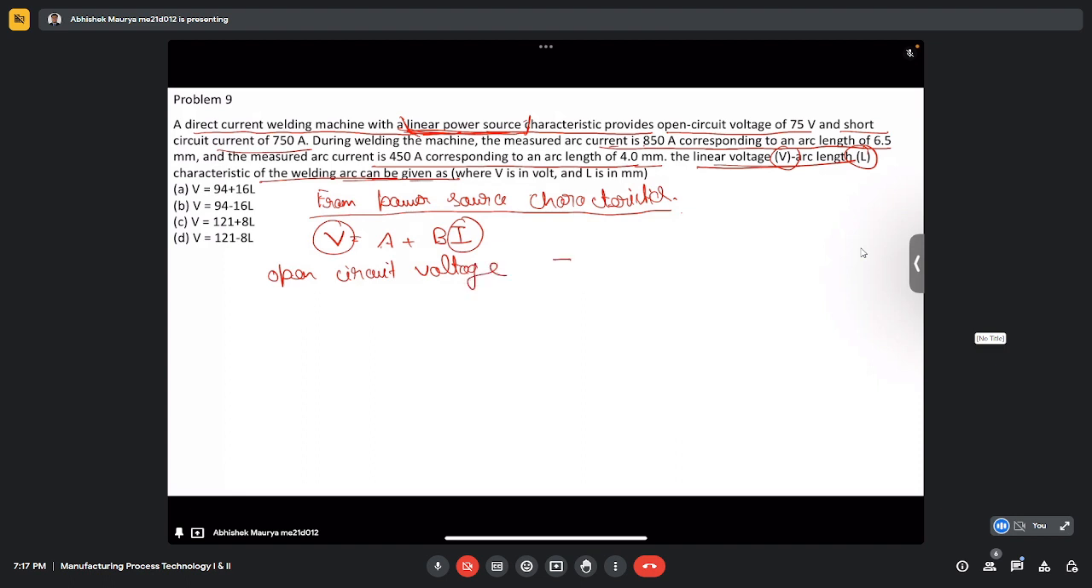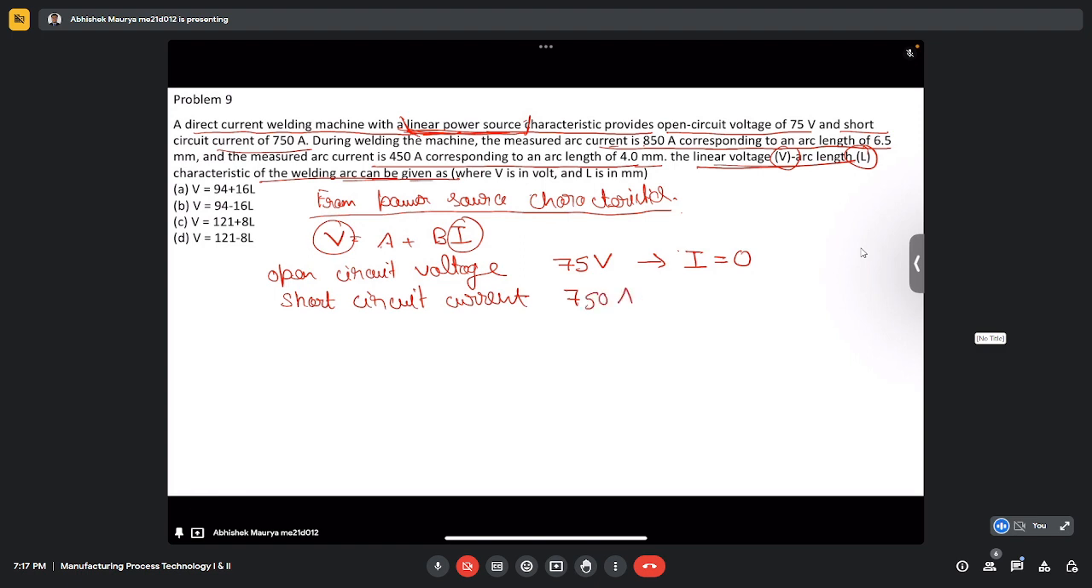So it is 75 volts. When the circuit is open, at that point of time, what will be the current? It should be zero. There should be no current. Similarly, what else information is given? Short circuit current. That is given as 750 amperes.